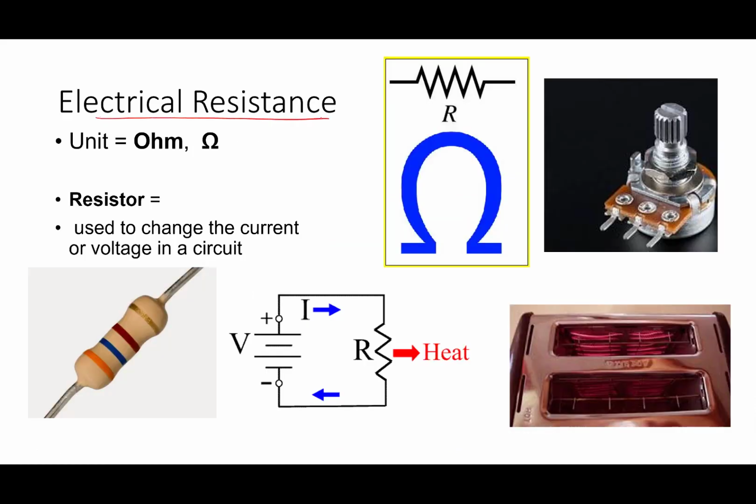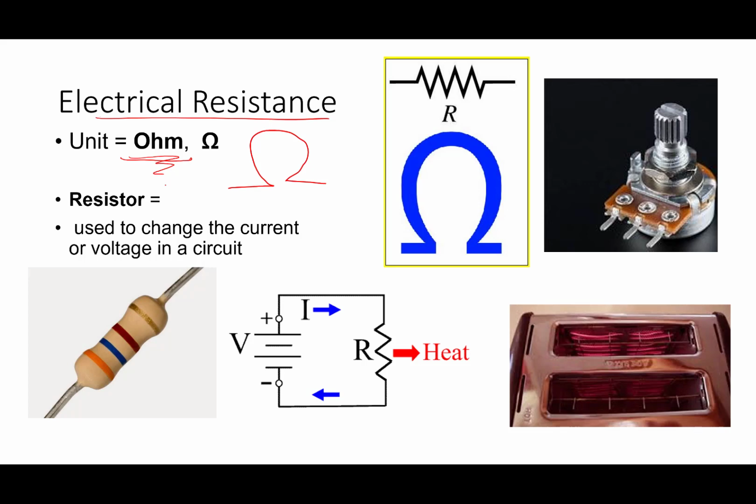Electrical resistance is measured using a unit called an ohm. The symbol for an ohm is the Greek letter omega. It's drawn like that. And it is named for a scientist. His first name was Georg. Sorry, I said that wrong. Georg Ohm. And it's a fun word to say. It's a fun symbol to draw.